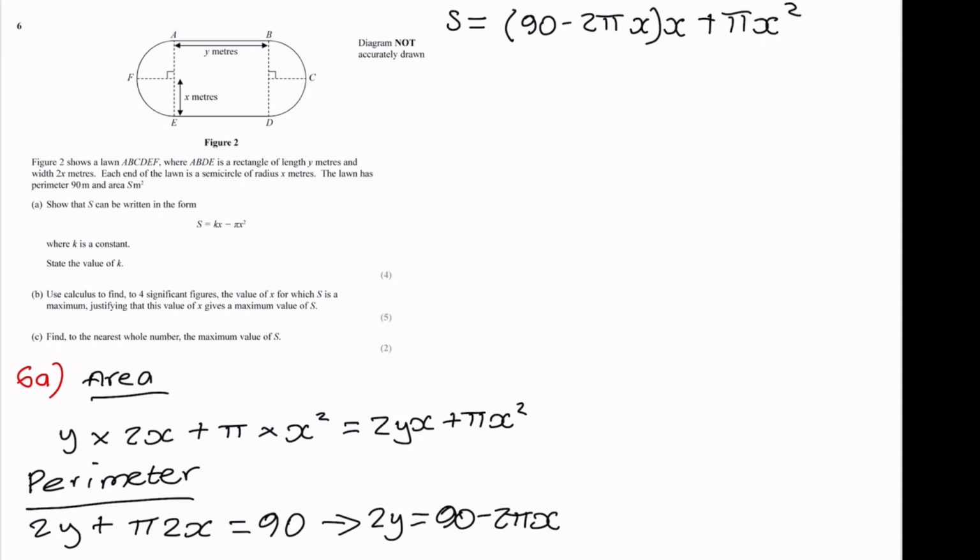Okay, so let's simplify this. So that's going to be equal to 90x minus 2 pi x squared plus pi x squared, which finally is going to be equal to 90x, and we can simplify the minus 2 pi x squared plus pi x squared to minus pi x squared, which, if we look at this, is the same, and therefore k is 90.